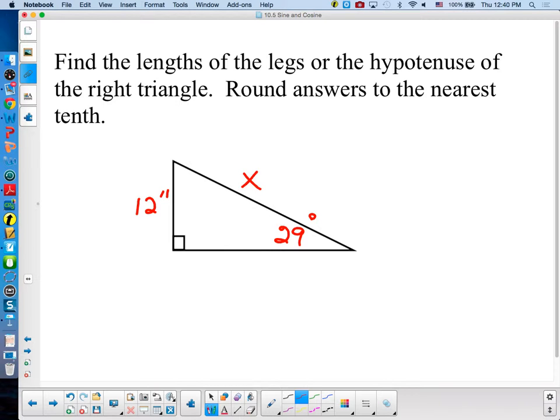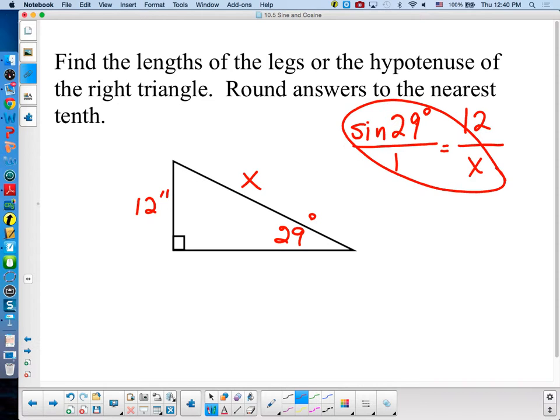What angle? 29 degrees, so sine of 29. If you put the degree symbol, it might help you remember that it is the angle that you have to put there. Sine of 29 degrees over 1 equals what fraction? Does the x go in the bottom or the top? X goes in the bottom this time, because the hypotenuse is what the x is. So 12 is opposite, x is the hypotenuse.